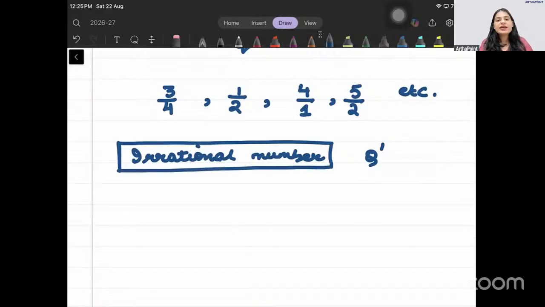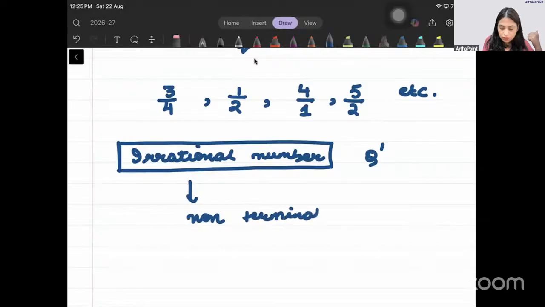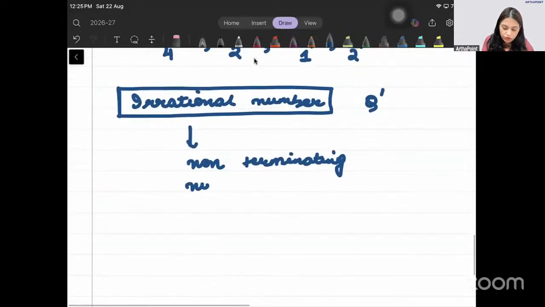To define an irrational number, we can have two properties of an irrational number. The first property of an irrational number is that it should be non-terminating, and at the same time it should also be non-repeating.